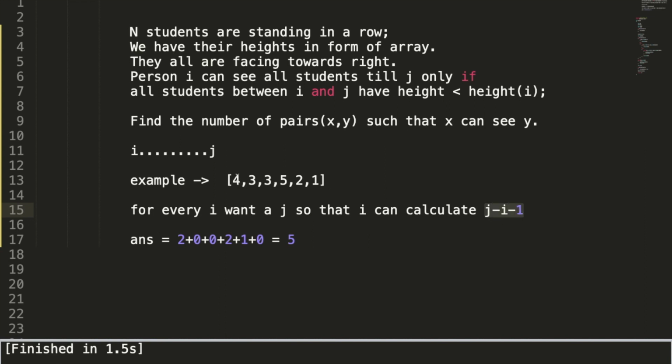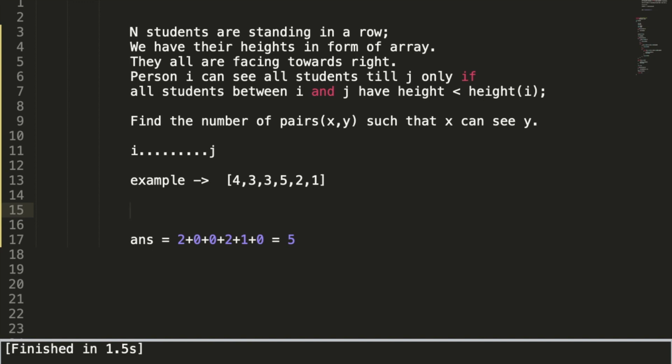For example, this index is 0, this index is 3, 0 1 2 3. So 4 can see 3 minus 0 minus 1, because we need to find the total number of students in between, not including the first element. i cannot see himself, so we can calculate this by j minus i minus 1. So we need to do this in O of n.